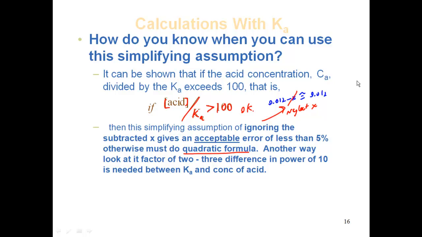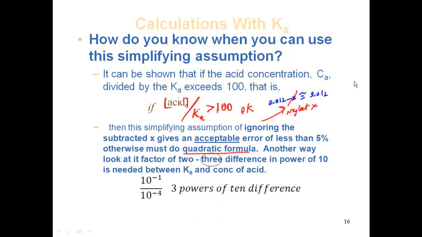Okay. Another way to look at it is to look at the difference in the powers of 10 between your Ka and the concentration. If you have 2 to 3 powers of 10 difference between your Ka and the concentration of acid, you can neglect the X. Now, let's be on the safe side here. Instead of saying 2 to 3, let's go with 3. If you have 3 powers of 10 difference between your Ka and concentration, you can go ahead and neglect the X.